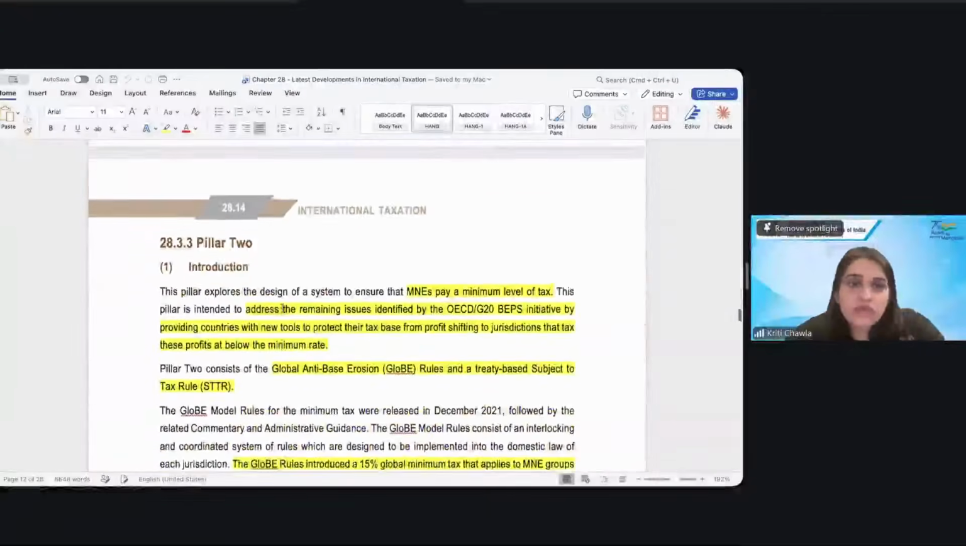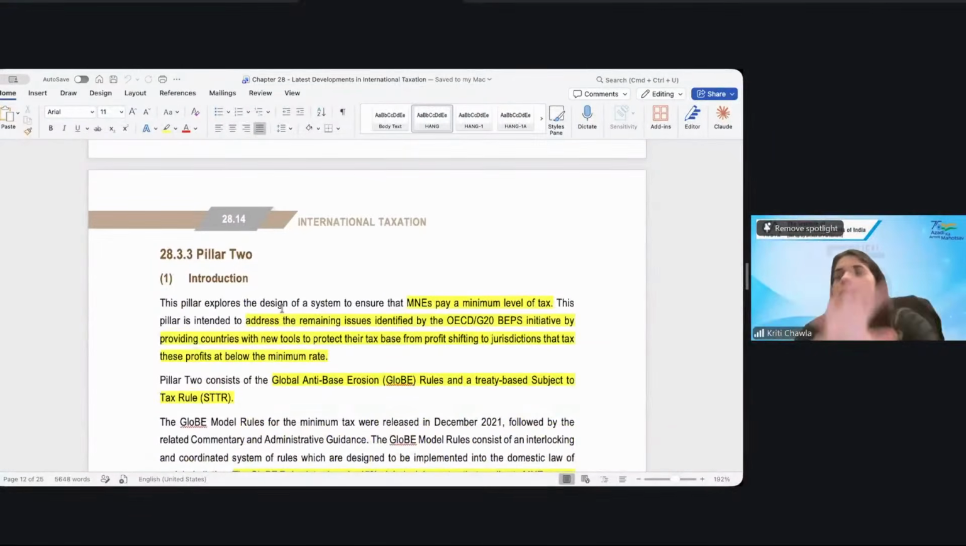Now, after amount B, the second step: you know that there is something called pillar one. Within pillar one, there is amount A, and then there is amount B. After these two things, there is something called pillar two. Now, what is pillar two? Pillar two just talks about having a system to ensure that there is a minimum level of tax.